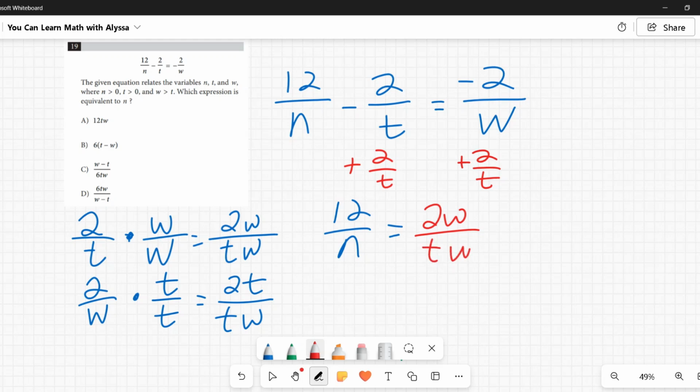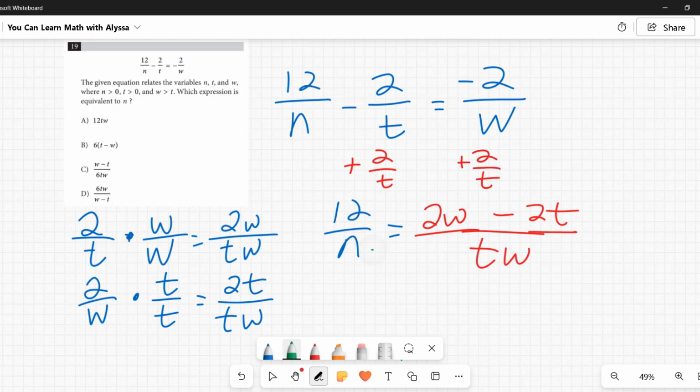2w over tw minus, because we don't want to forget that minus was there, minus 2t over tw. We can combine them, and it becomes 2w minus 2t over tw. The reason I like this is because now we can cross multiply and get rid of all of the fractions at once. Poof, they're gone. And I like that. So let's do that.